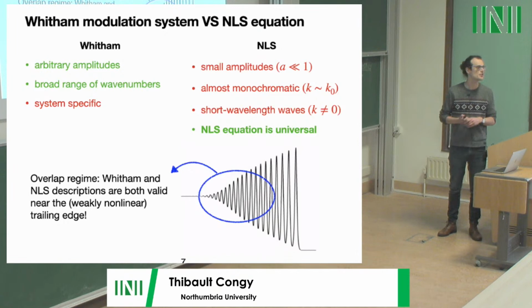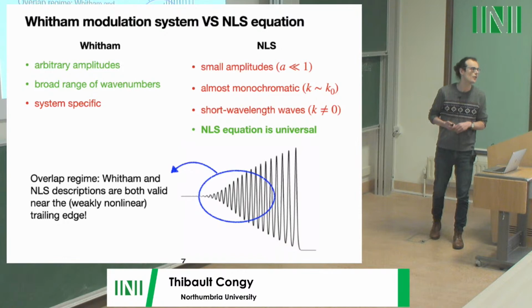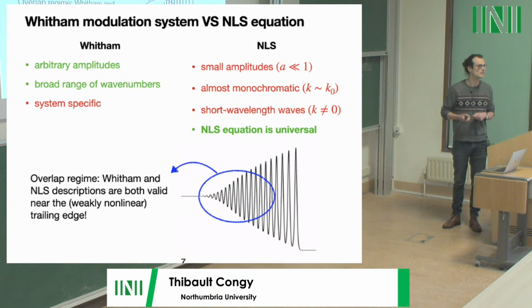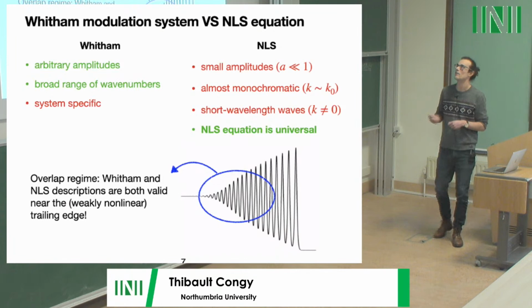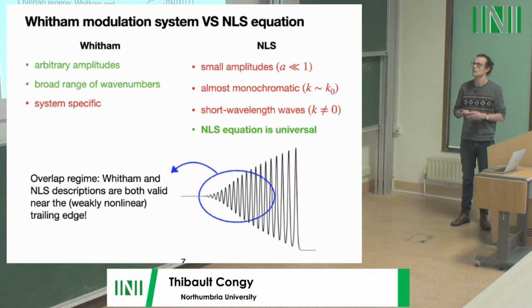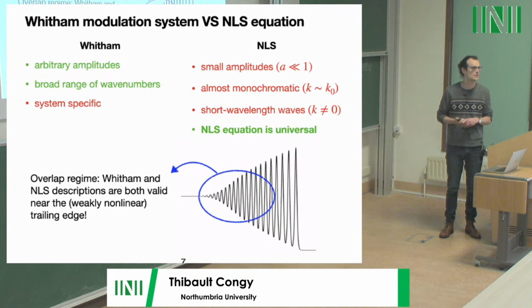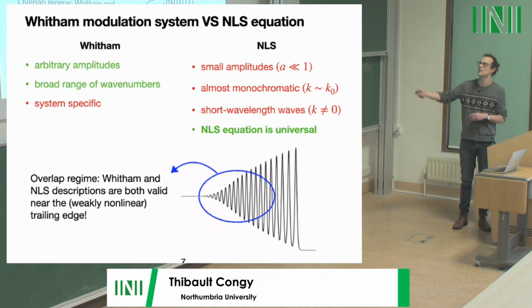So what does NLS bring to the table here? It's not as good as Whitham because it's only valid in the weakly nonlinear regime, so for small amplitude, for almost monochromatic waves, so k here will be close to k naught, and also for short wavelength waves. So here NLS won't describe the solitary wave limit of the dispersive shockwave. But the big advantage of considering NLS is that its derivation is simple and systematic. And you can do it without any difficulty for integrable and non-integrable systems.